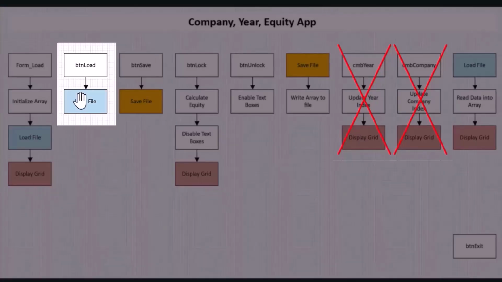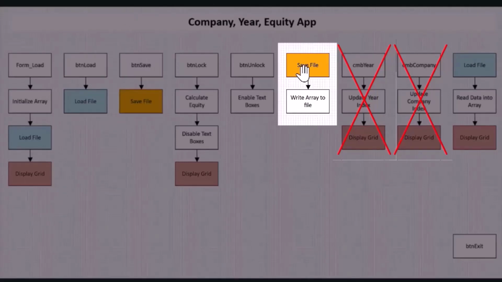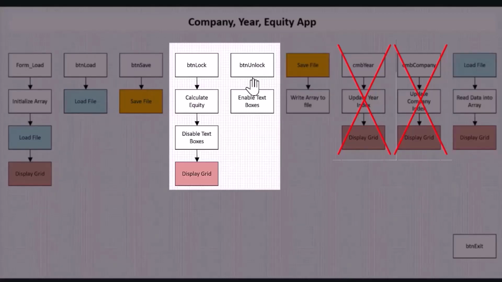The button load is done. The button save is done. And our save file is done here, so we're actually calling this and making this all happen. So the only thing we have left is button unlock and button lock. Button unlock is going to enable the text boxes so we can type something in there. That's all it's got to do. The button lock is going to calculate the equity and display the text boxes, and then we're going to display the grid. So every time we try to lock it, it's going to do that.